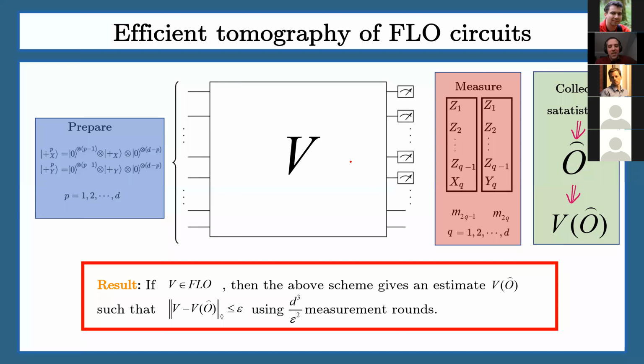First result is that, funnily enough, you can estimate, you can get precision epsilon in the Diamond norm of estimation of unknown V using just a number of measurement rounds which scales polynomially with the system size, which is nice, because in general it will be exponential in D. D is the number of modes or number of qubits. So this is the result, not about advantage, it's just about certification.